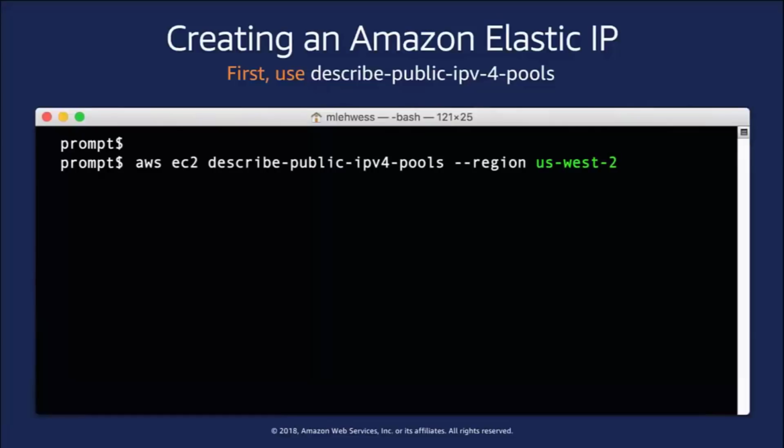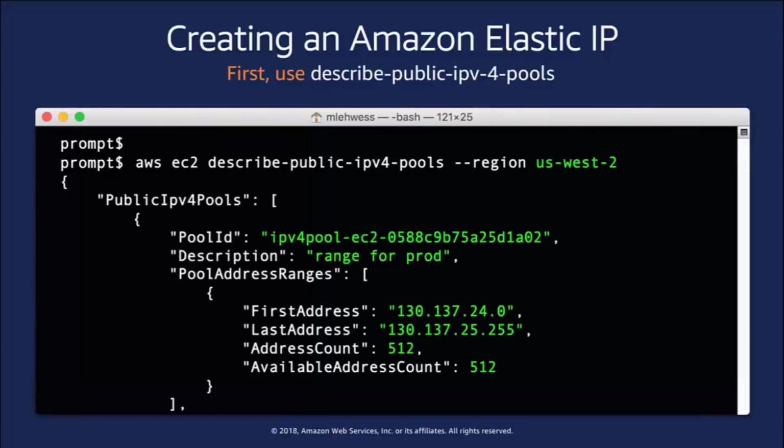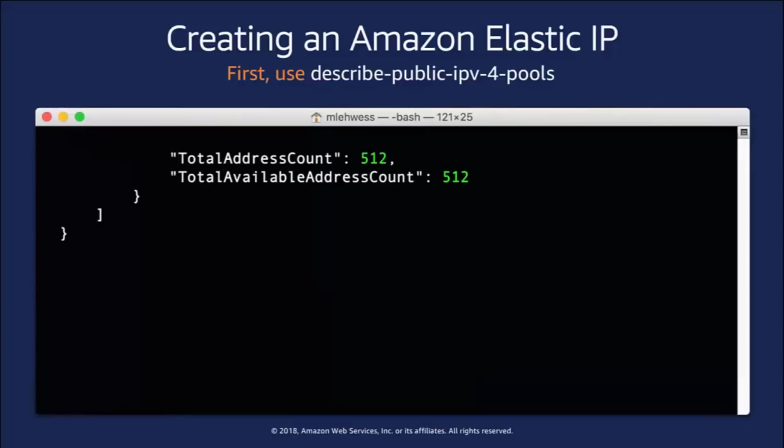So to do that, first we're just going to do a describe. And now we can see we're describing our public IPv4 pools, and we can see here that we've got a pool of the ID that we had earlier, we've got our description, and we've got, in this case, 512 addresses that we can allocate into elastic IPs. So that's actually pretty cool. Now the total address count and total available addresses are both 512 in this case.